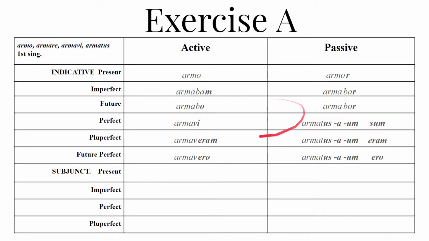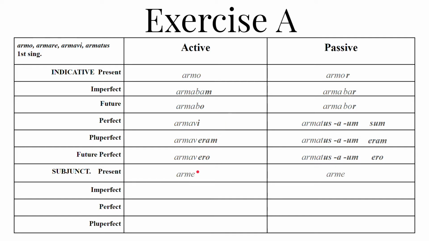So that's it for the indicative. For the subjunctive, remember the subjunctive lacks a future and future perfect, so we are only working with the present, the imperfect, the perfect, and the pluperfect. So for the present tense, we have a first conjugation verb. You go to the present stem, arma, found by chopping off the RE from the second principal part. You're going to change that final A, that vowel at the end of the present stem, to the letter E. So arma becomes arme.